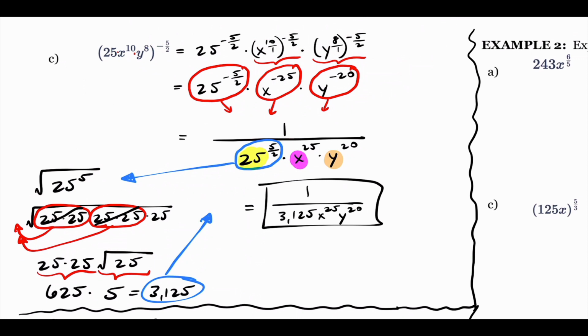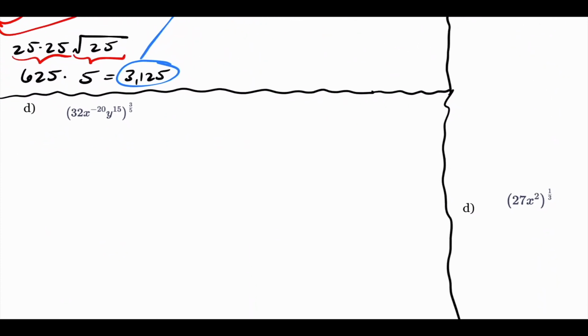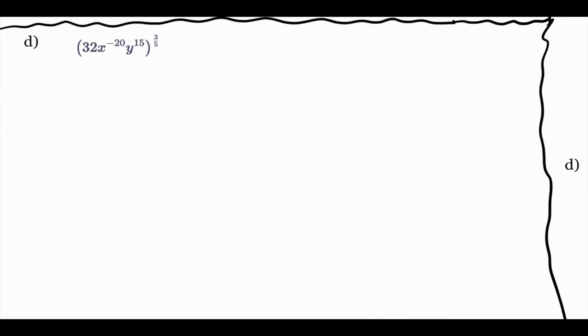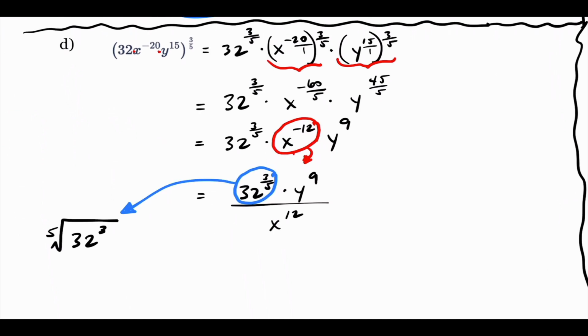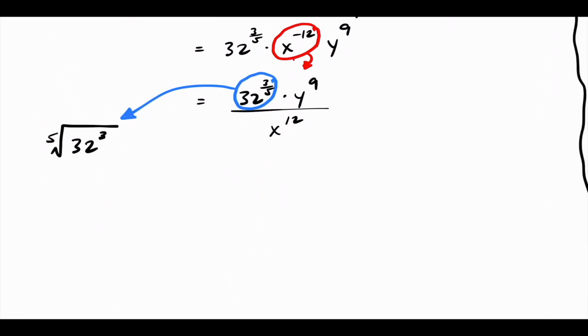Okay. All right. So do letter D too. Do letter D. If you haven't already started, do letter D. Okay. So I haven't finished it, but give every power the 3/5 power. Okay. Multiply, multiply. And then I stopped here.